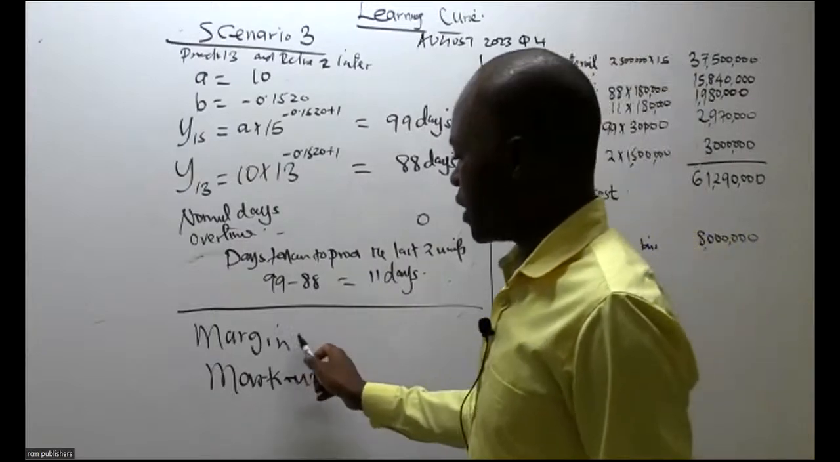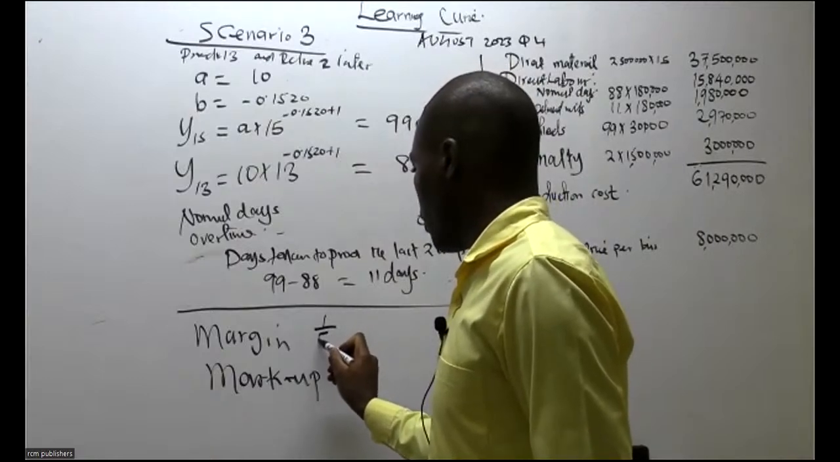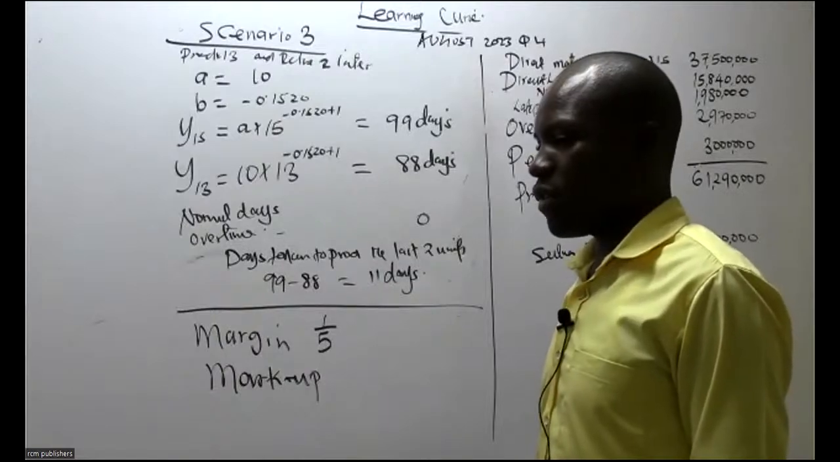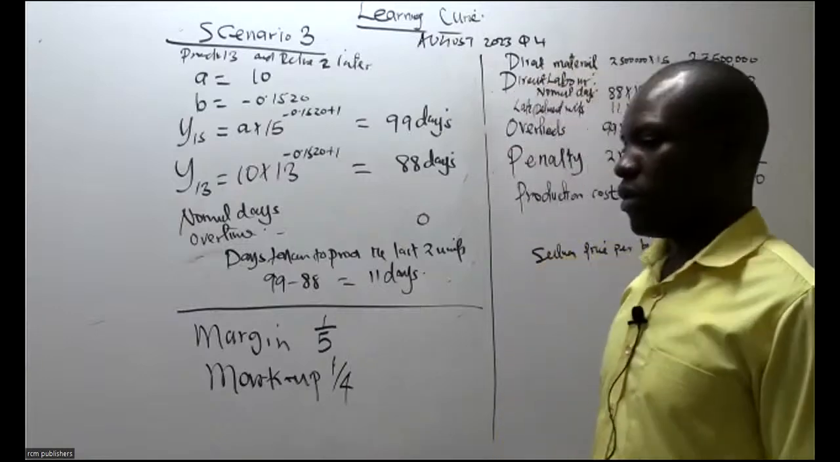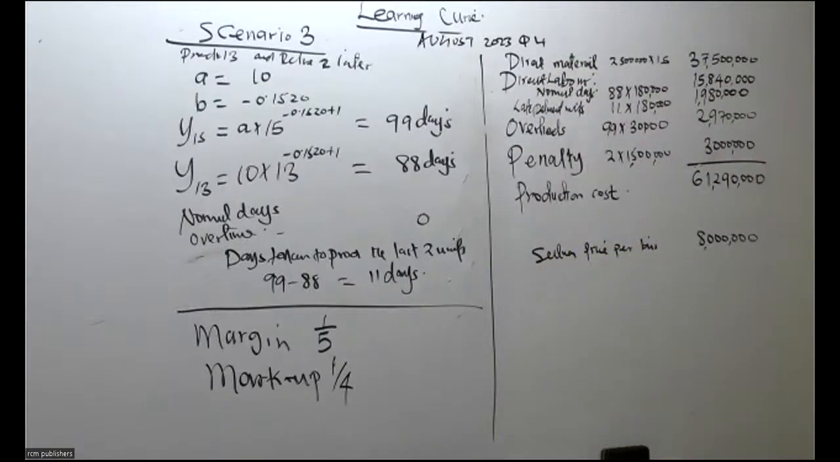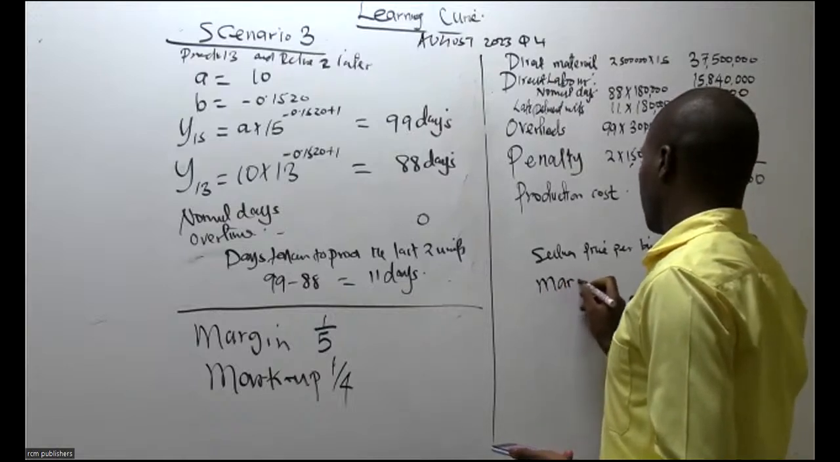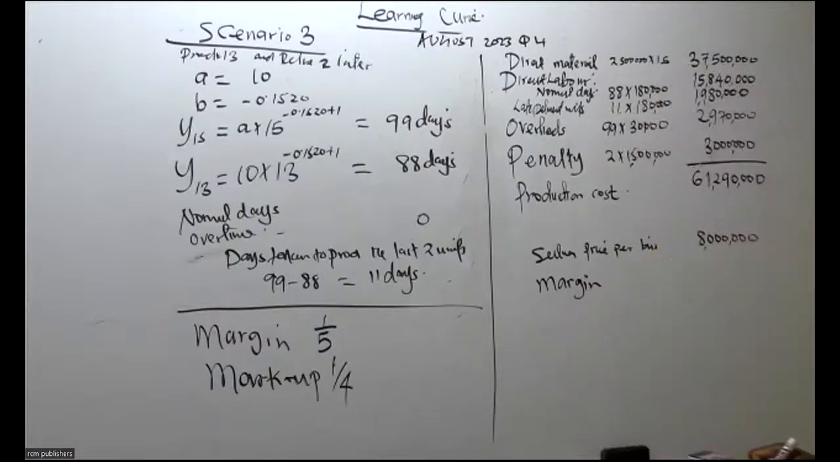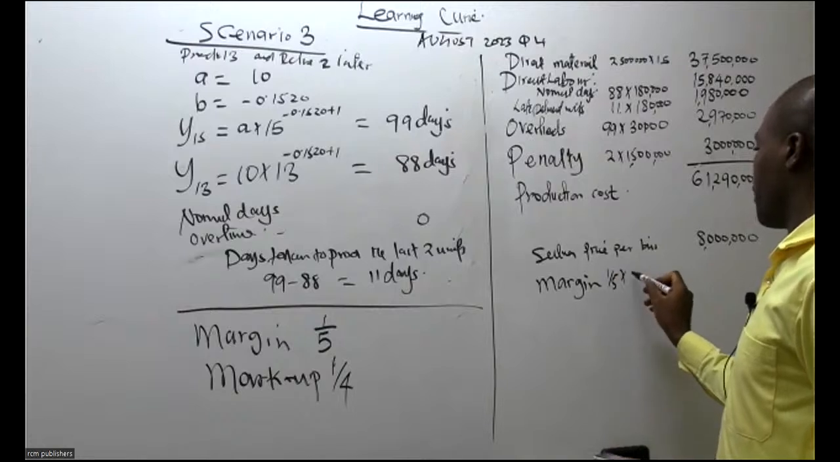So we are told that margin is 20%, which is the same as 1/5. So it means your markup will be 1/4. Now, let's get the margin. Margin itakuwa ngapi? Margin is equivalent to 1/5 of 8 million.